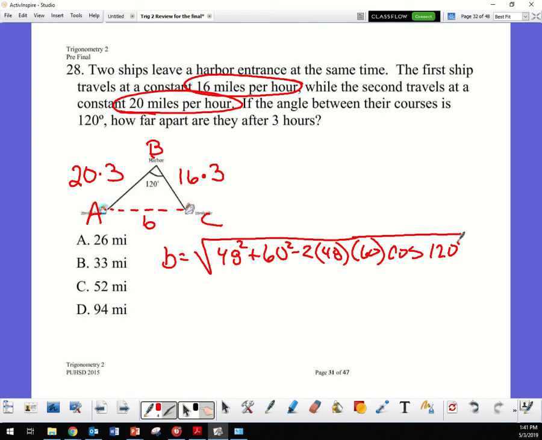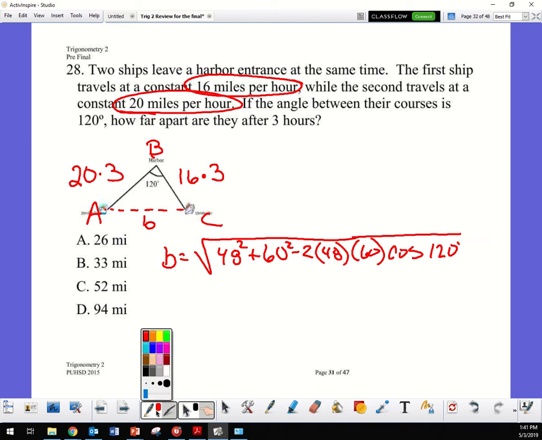I didn't get 48 degrees. I got 48. Okay, right here it says 16 miles per hour, right? How many hours? So it's 16 times 3 because it's 3 hours, right? Miles per hour. So it's going to be 48. Just like on the other side, it's 20 miles per hour for 3 hours. We get 60.